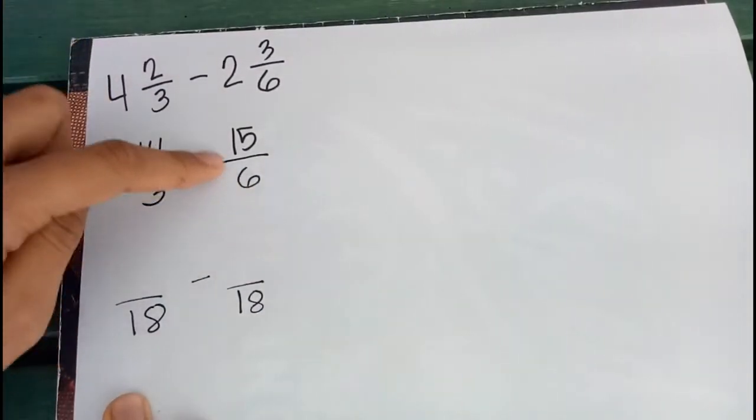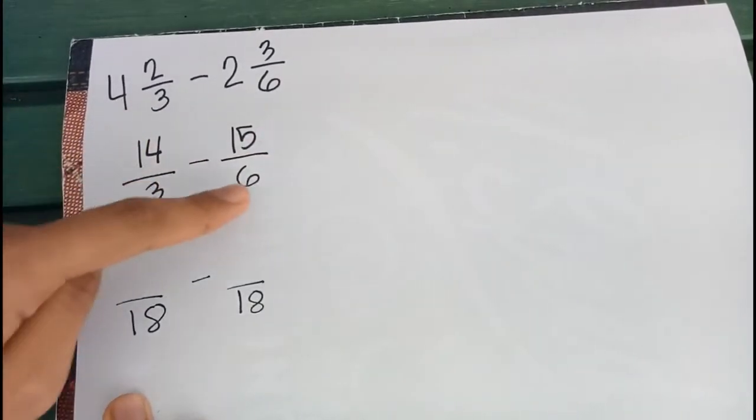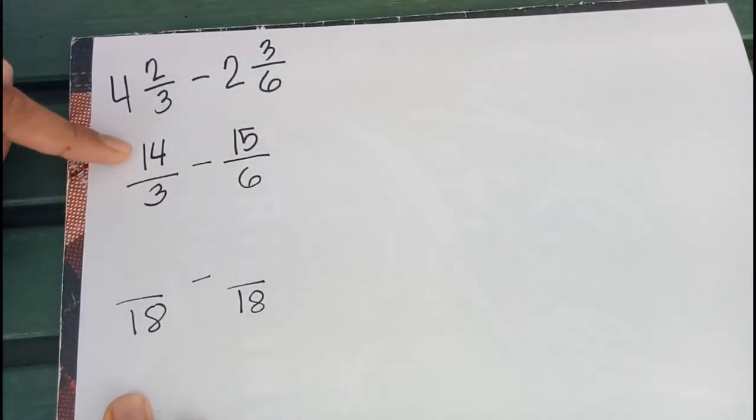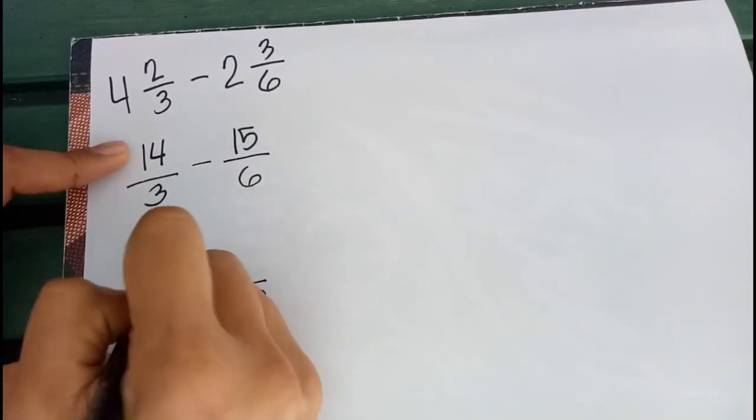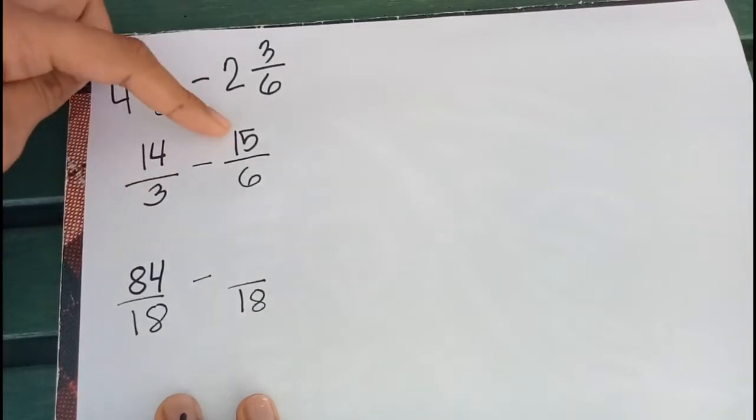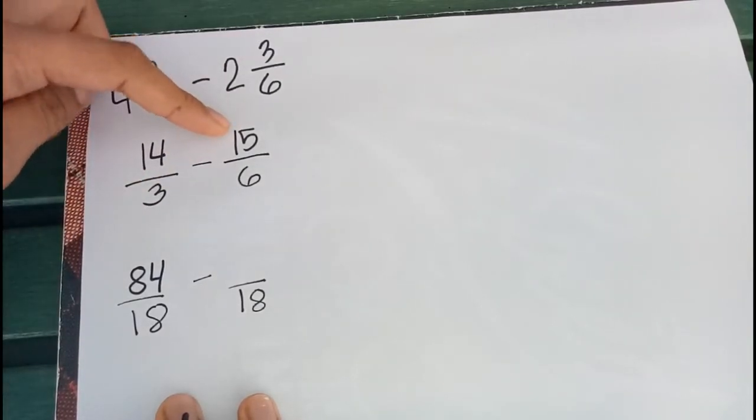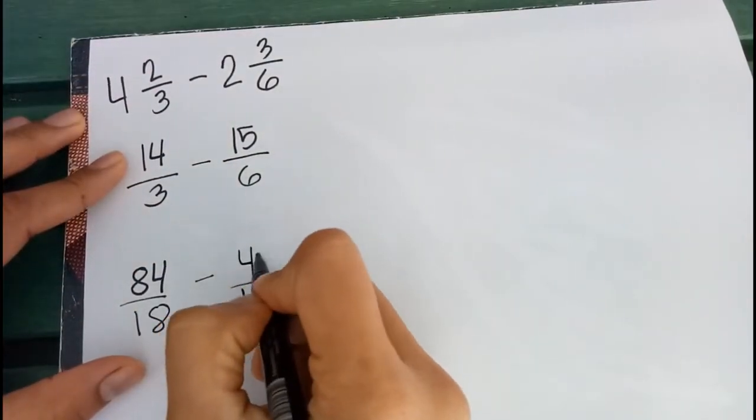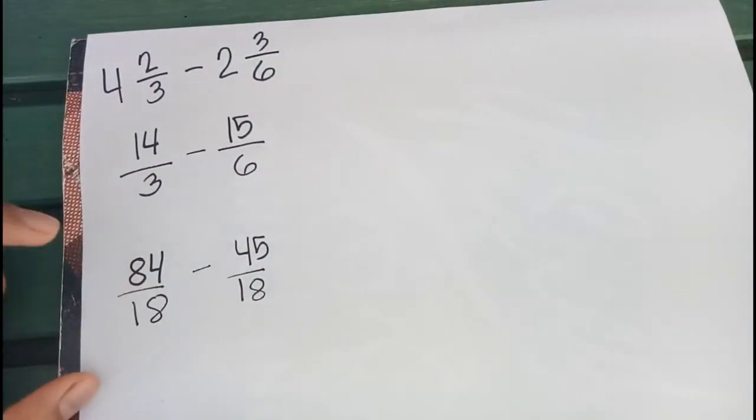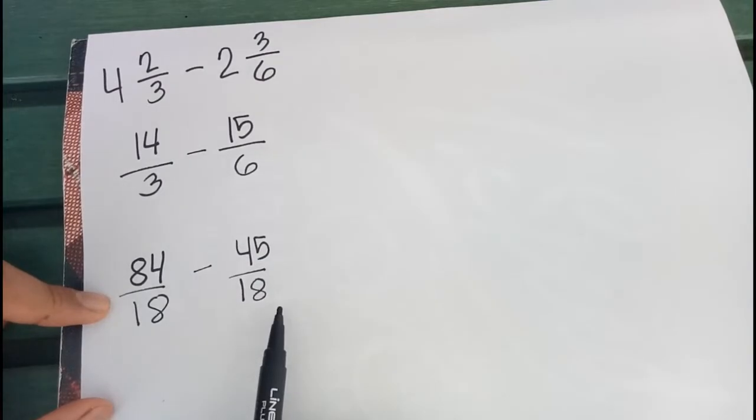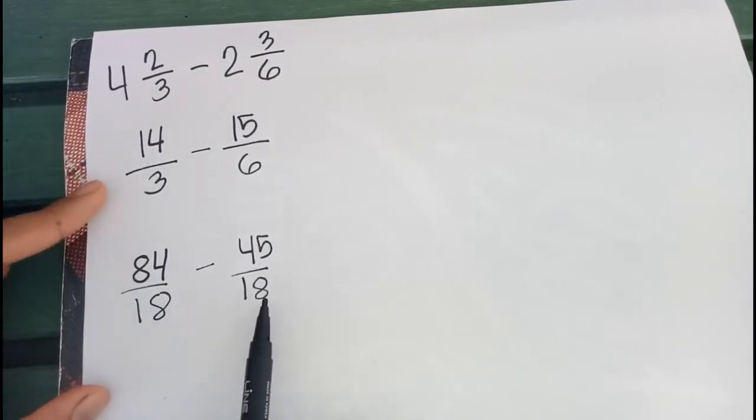Now we are going to crisscross multiply. So 6 times 14, we have 84. 3 times 15, we have 45. Now we have this for our second step. We have the same denominators now, 18 and 18.